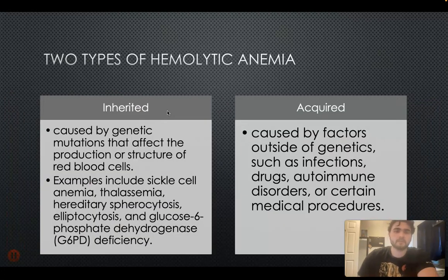So there are two types of hemolytic anemia: inherited, which is caused by genetic mutations that affect the production or structure of red blood cells. Examples of this include sickle cell anemia, thalassemia, hereditary spherocytosis, elliptocytosis, and glucose 6-phosphate dehydrogenase deficiency. And there's also acquired, and these are caused by factors outside of genetics, such as infections, drugs, autoimmune disorders, or certain medical practices.